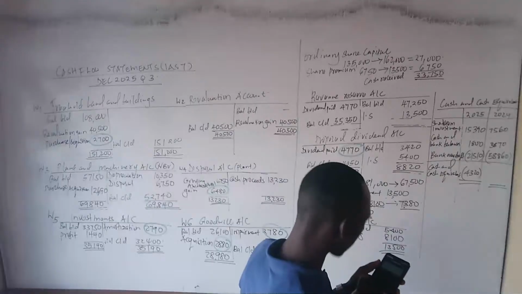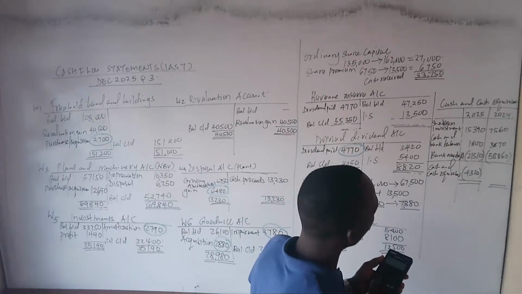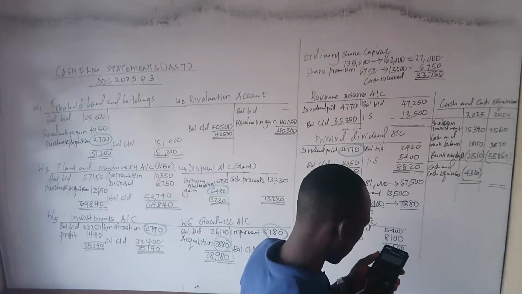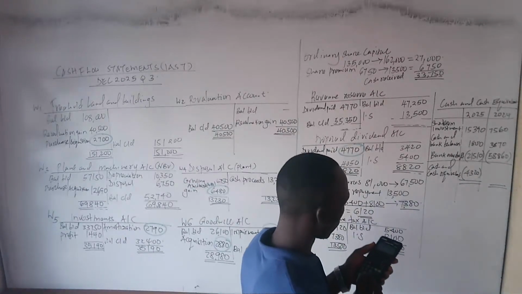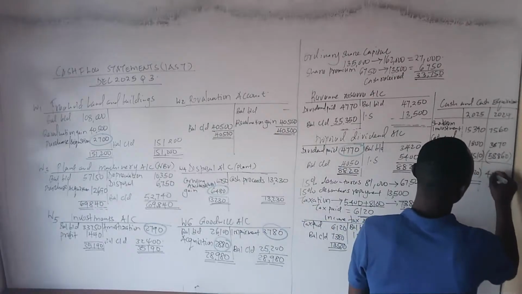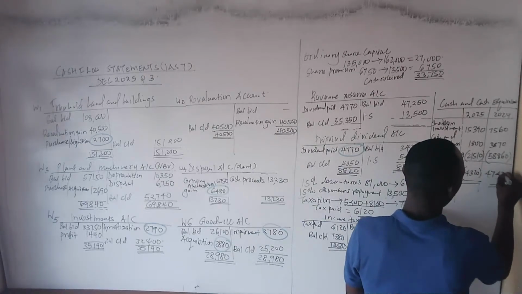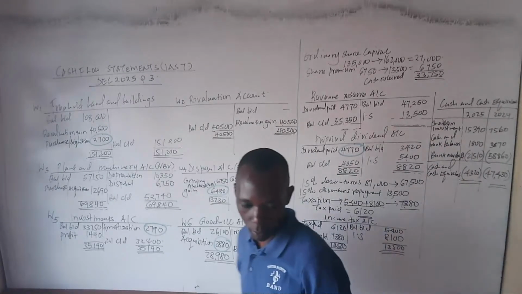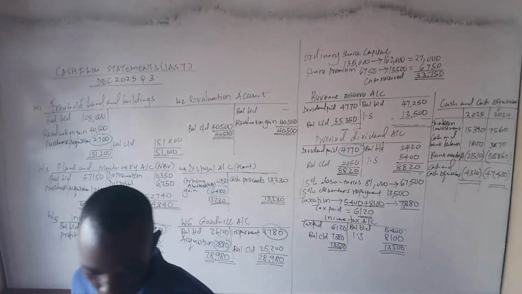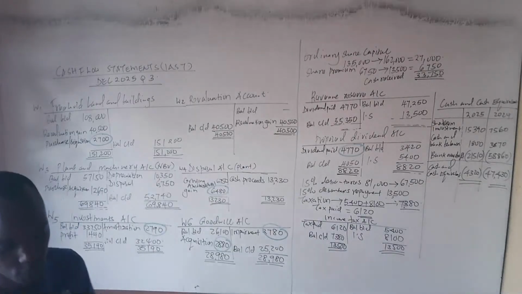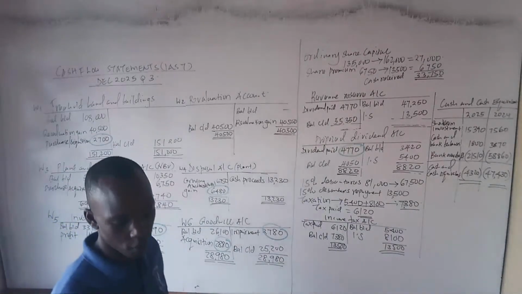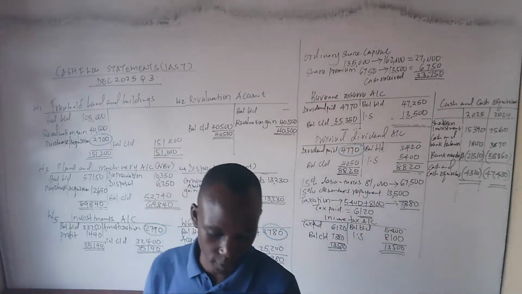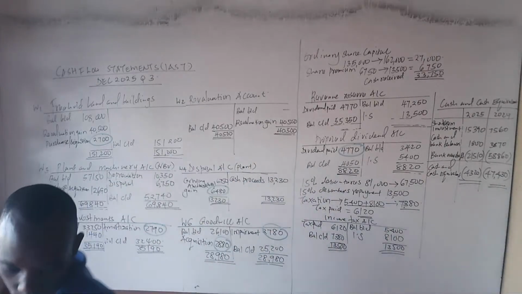Then the other one will be 75.60. Then we add 38.70. Then we minus 58.860. Then again we have an overdraft of 47.430. So therefore, once we have presented the workings, what is remaining is for us to present the cash flow statement.